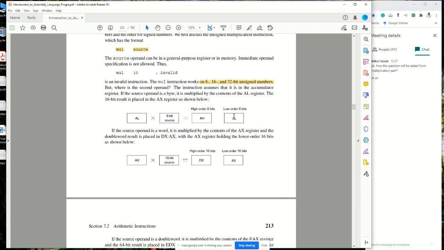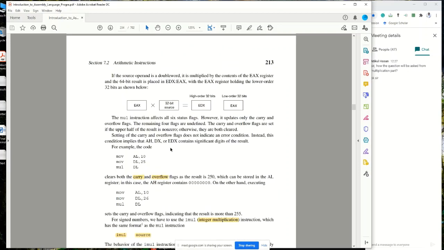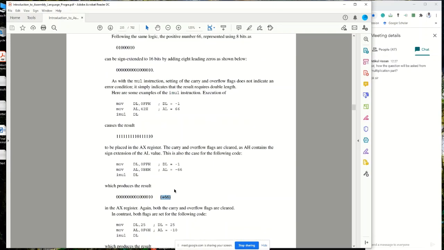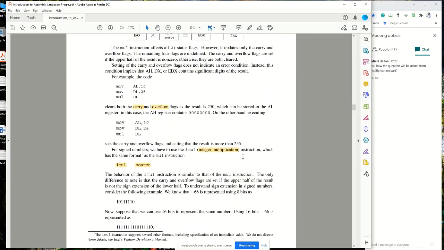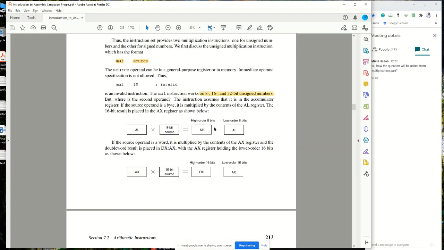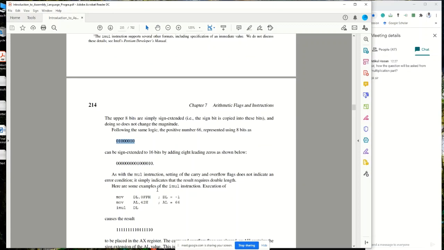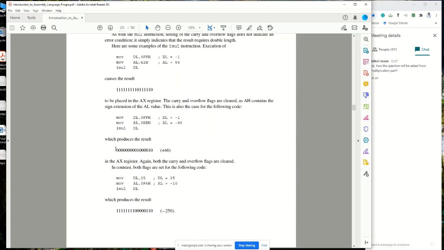Because the example we are showing here, the result is plus 66, and we can store plus 66 easily in 8-bit like this. We don't need any extra bit from the AH register, right? Fine. So the result is plus 66. That's why all of them are 0. These go into the AH register, and these go into the AL register. So no problem. But think about this one.